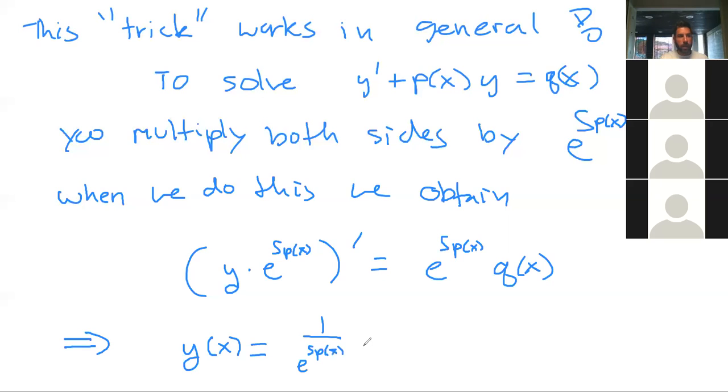Now, this is going to look scary. Don't be mistaken. Times the integral of this, q of x dx. Now, do not try to memorize this. That's not the key. The key is to do problems. Because this is ugly. This looks like a hot mess. There's integrals everywhere. It looks very overwhelming. But it does work every single time.